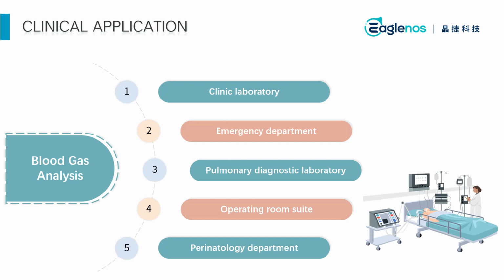Blood gas analysis is critical during surgery, especially in complex or high-risk procedures. It helps monitor the patient's oxygenation, ventilation, and acid-base balance in real time, ensuring proper management of anesthesia and maintaining homeostasis during surgery. Blood gas analysis plays a key role in the care of newborns and pregnant women. It is used to monitor the respiratory and metabolic status of premature or critically ill infants, as well as assessing maternal acid-base status during labor and delivery.